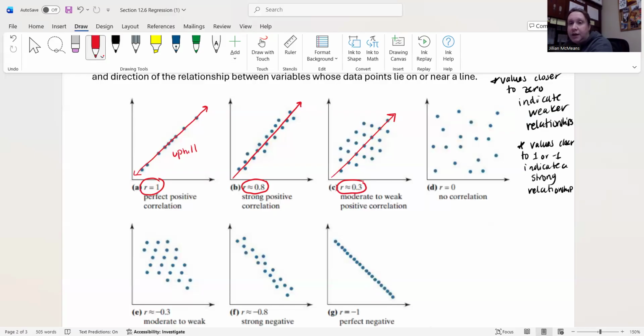You couldn't draw a line that hit most of these points if you wanted to. So in this case, R is 0. There is no correlation here. Okay? Now we're going to start looking at the negative side of things.